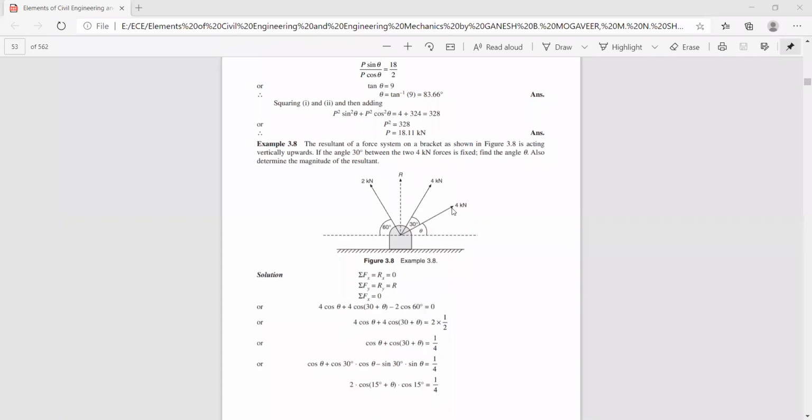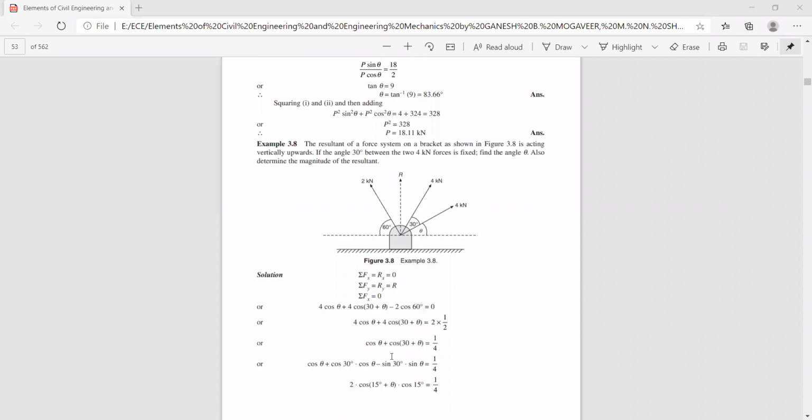So if you resolve this, its horizontal component is 4 cos theta, plus if you resolve this one with respect to horizontal, it is 4 cos(30 + theta), and minus 2 cos 60. So this is equal to 0. So 4 cos theta plus 4 cos(30 + theta) equals 2 cos 60. You take it to the other side, so cos theta plus cos(30 + theta) is 1 by 4.